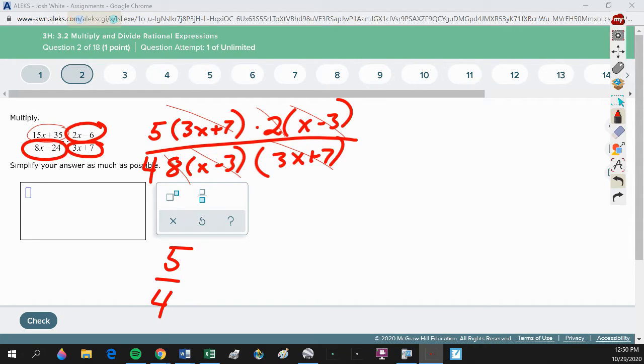Okay? And then remembering from the last lesson, x is not allowed to be what? What makes this 0? 3. What makes this 0? Negative 7 over 3. Now, that's not part of this problem, but anytime you have a variable in the denominator, you have to remember, ooh, I might end up with answers that don't work.